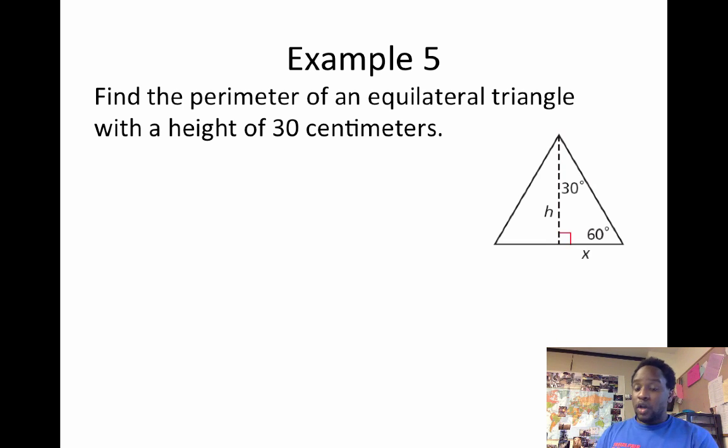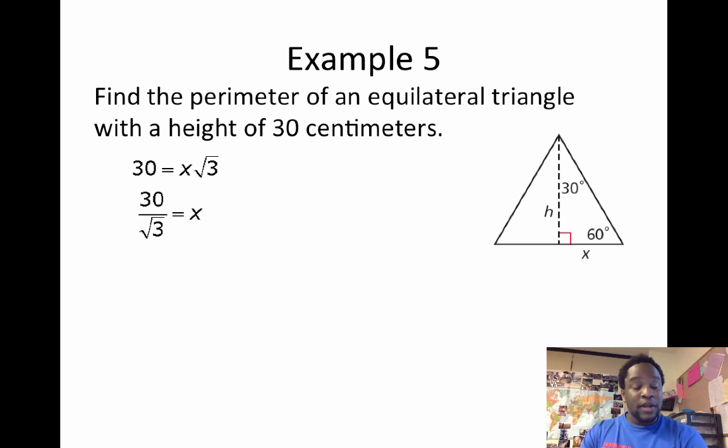Okay, so when we're looking at the height, the height ends up being the altitude and the perpendicular bisector. So this creates two 30, 60, 90 triangles. So if we know that the height is 30, this is the length of the long leg. So we can say that 30 is equal to x radical 3. Then we can solve for x. So divide radical 3 on both sides, and then we'll rationalize the denominator, and we get 10 radical 3.